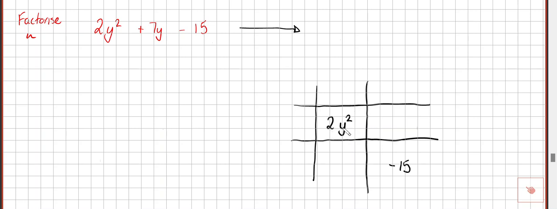What multiplies to make 2y squared? Y squared and 2. But there's a problem with that, which is we want a y in each bracket. So how can I adjust that? If we did y there and 2y there, does that give me 2y squared?